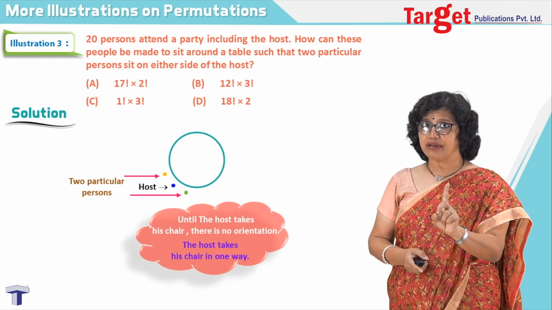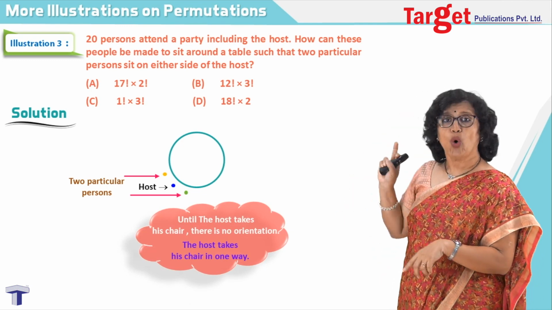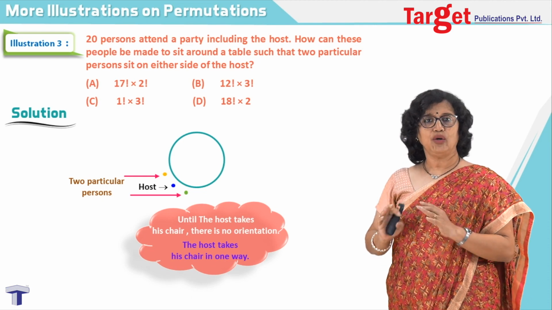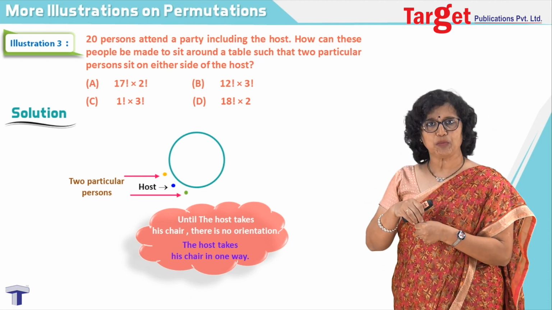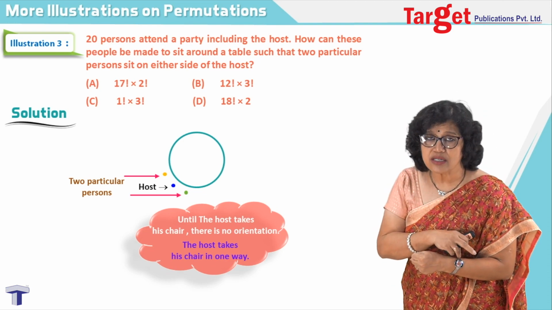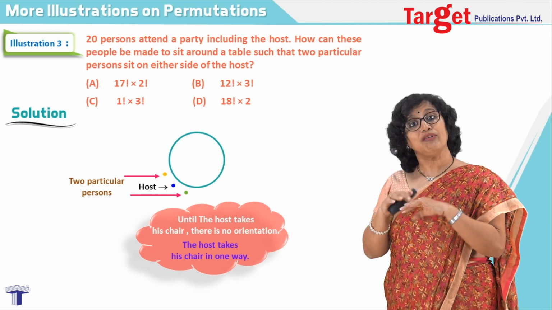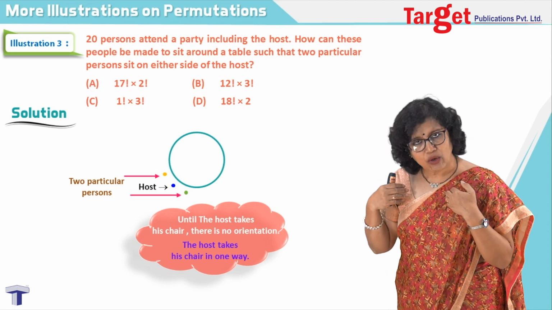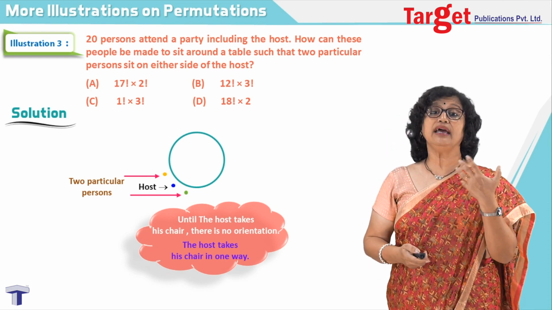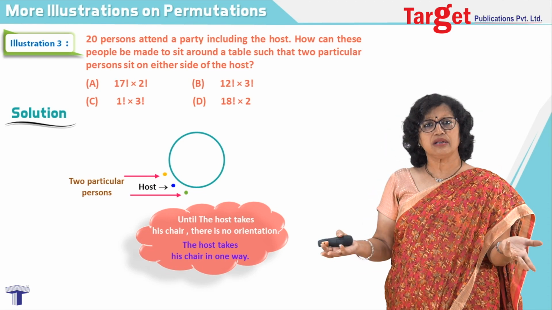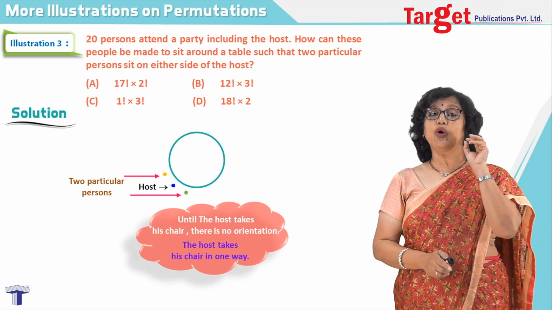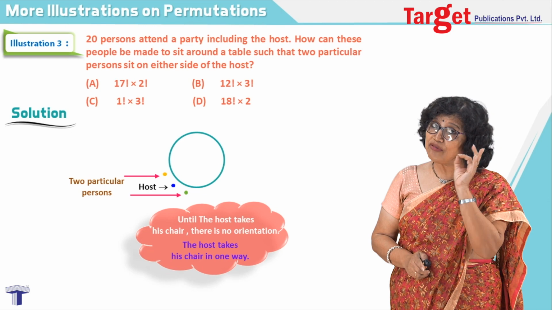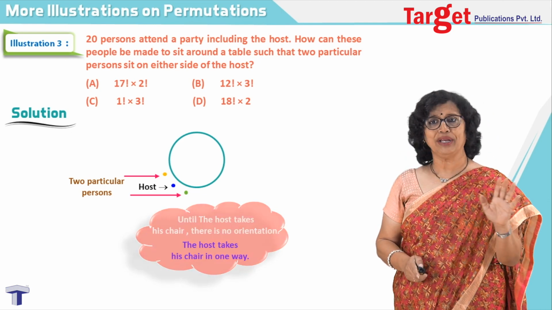Understand one thing forever, that unless the host takes his chair, no orientation is given. Once the host takes his place, who is on his right and who is on his left, all that will get meaning. But when the host goes and takes his chair, in how many ways can he do it? He can go and sit on any chair, right? So realize this, that the host takes his chair only in one way. Till then, there is no orientation.